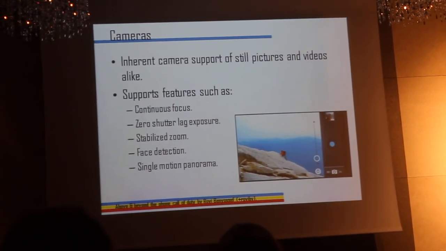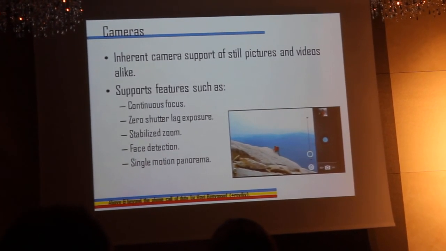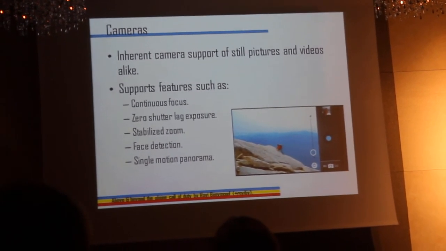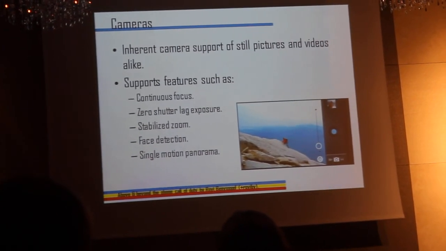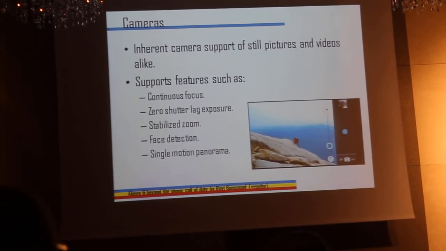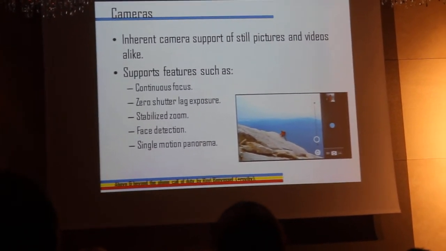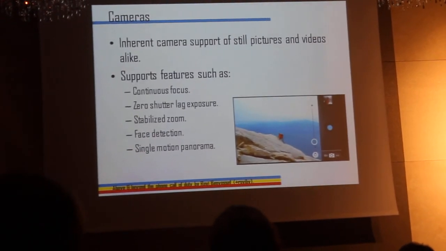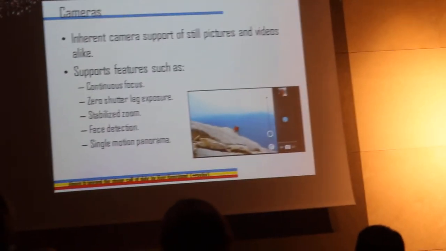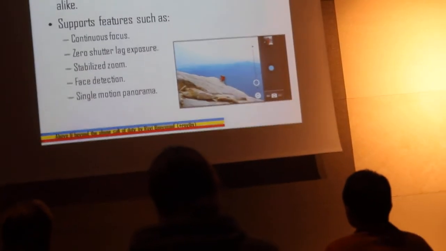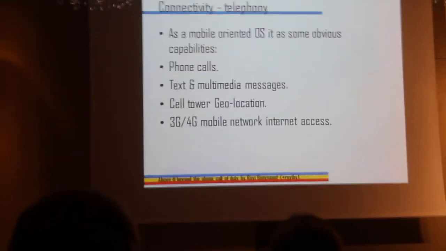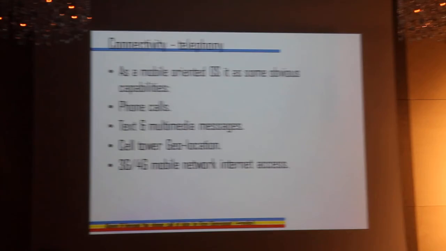Cameras, of course, you know there are cameras, but what you possibly don't know, and the good people at Polaroid and Samsung and Ericsson did know, is that you have in Android continuous focus, zero shutter lag exposure, stabilized zoom, face detection, and single motion panorama. Single motion panorama was introduced in iOS 6. It's a big, good thing. It's on Android phones since 2.3.6, which is 2 years ago. So you have it for free, by the way. If I haven't said free enough in this lecture, you'll hear free from me a lot because it's free.